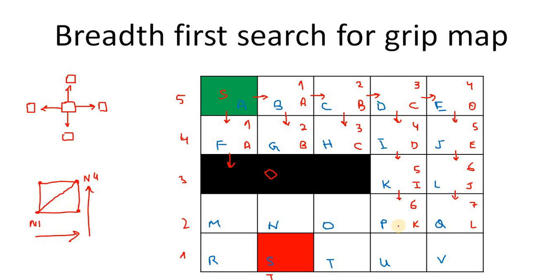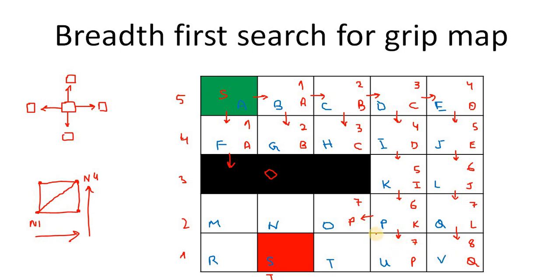Okay, now we have two nodes, P and Q. P has priority alphabetically. So let's see how many neighbors P has. It has this unexplored neighbor U and O. So here we write 7, and its parent is P, and here we write 7 and its parent is P. Now we go to node Q, and we see that it also has one unexplored neighbor. The distance is 8, and its parent is Q.